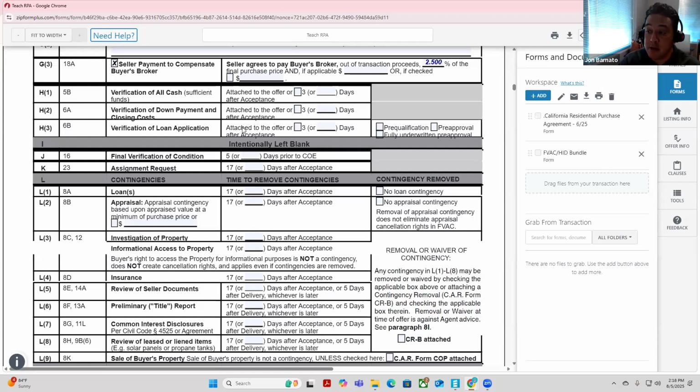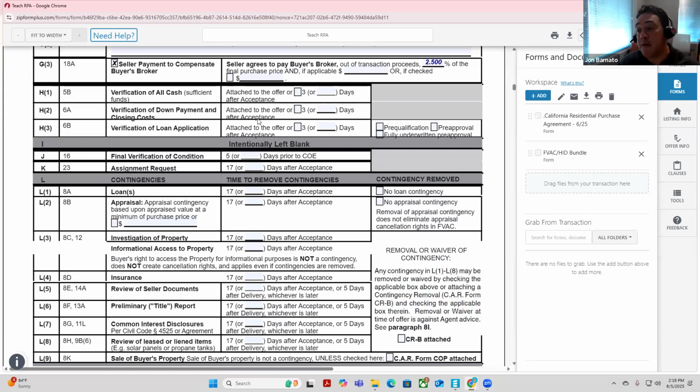Verification of down payment and closing costs, verification of loan application. These two should be covered by your pre-approval letter. So if you're non-cash, you should have a pre-approval letter. On that pre-approval letter it says you should be approved to this amount, and so on. But it also should say we have verified down payment and closing costs for the buyer. And that letter serves as your verification of down payment and closing costs.